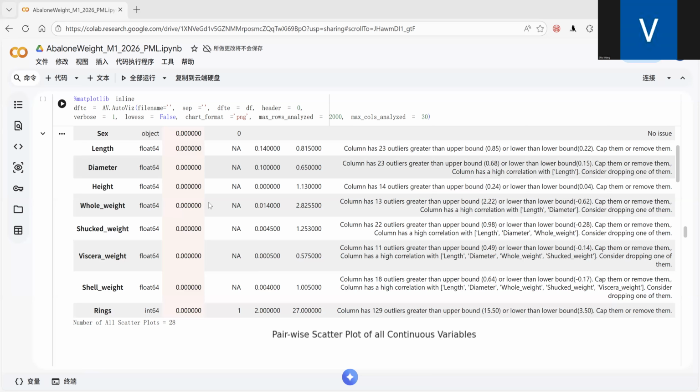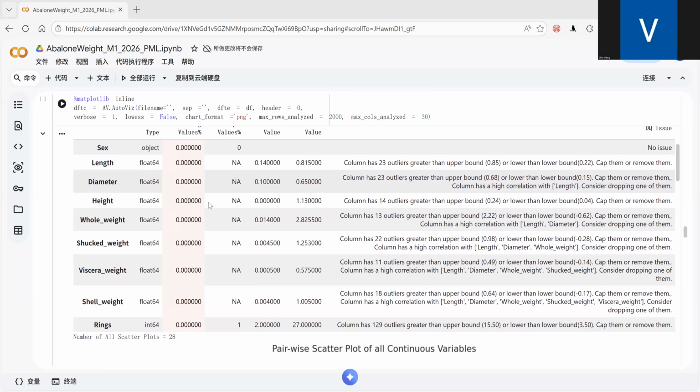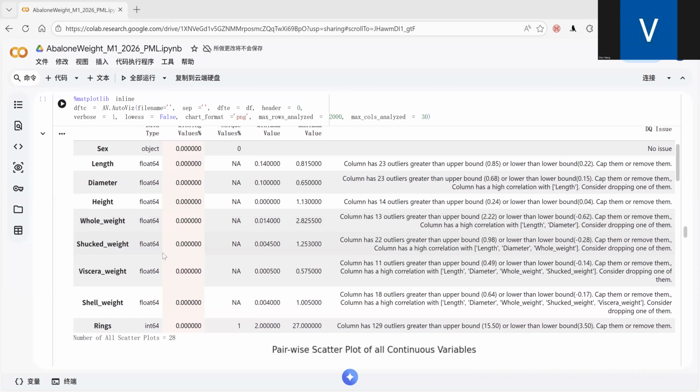This is a pairwise scatter matrix. Length and diameter are nearly linear. Size versus weight rises with curvature. Shucked weight is very tight. Shell weight relates strongly to whole weight. Height shows weaker association and extremes. Nonlinearity is present. Manage collinearity.